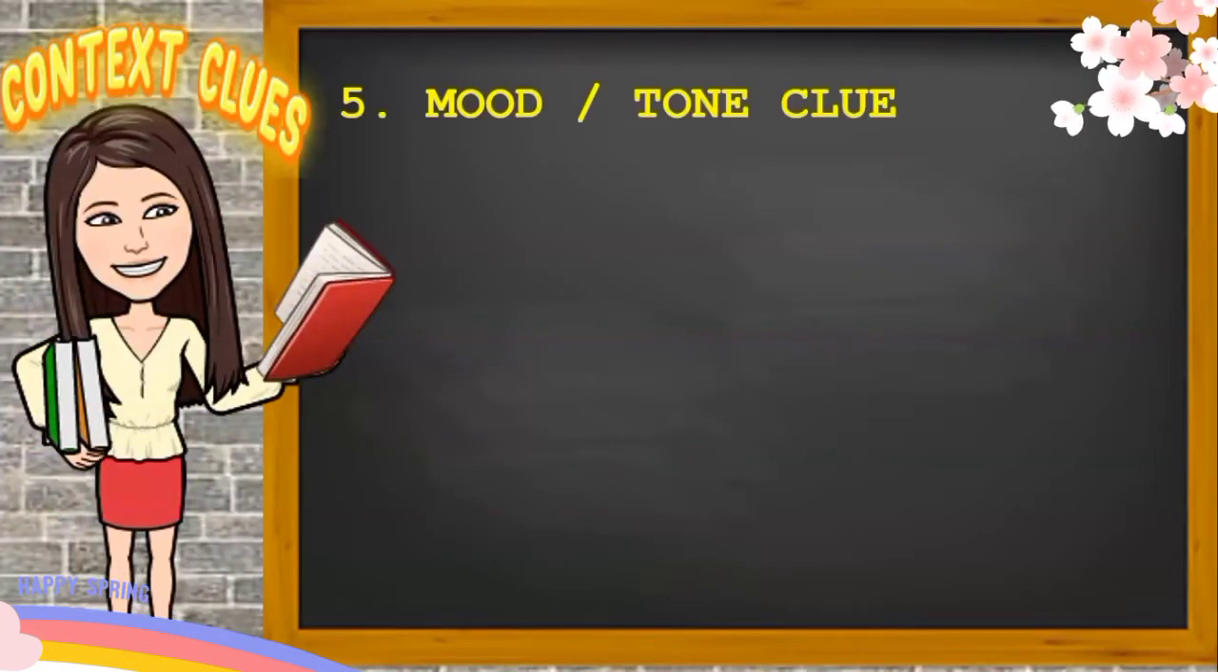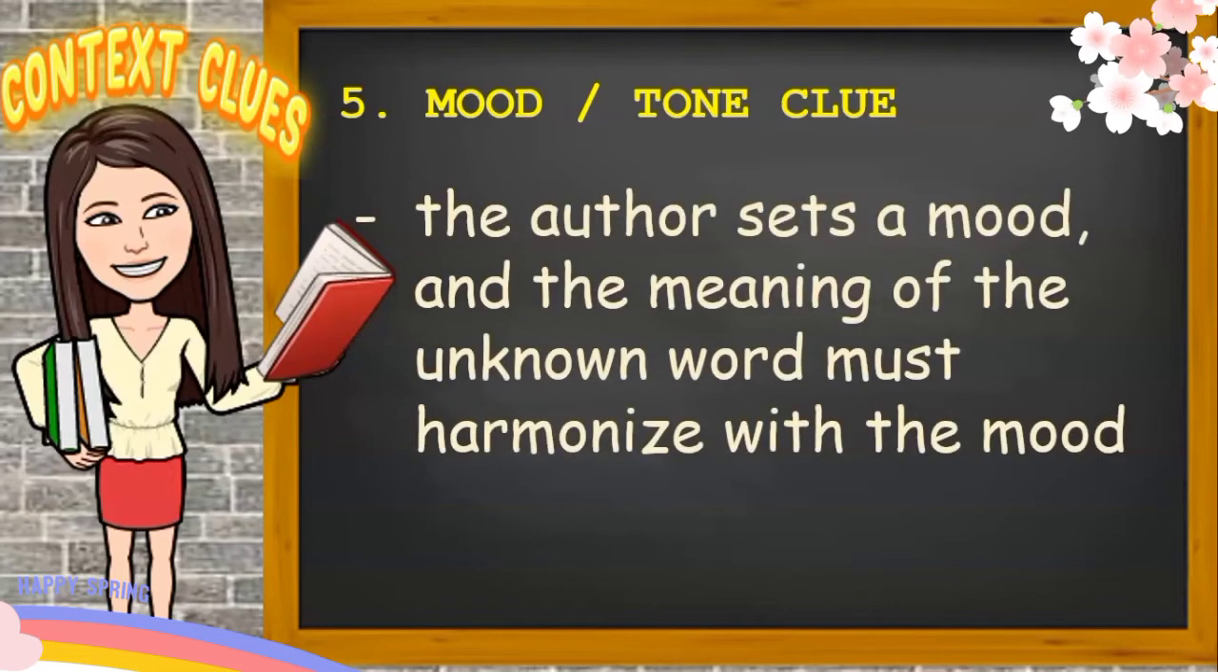Now for the fifth type of context clue, we have mood clue, also called tone clue. In this type of context clue, the author sets a mood, and the meaning of the unknown word must harmonize with the mood set by the words used by the author.